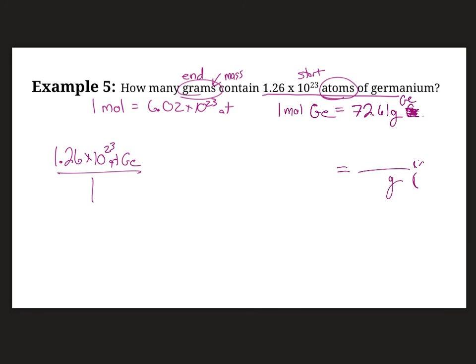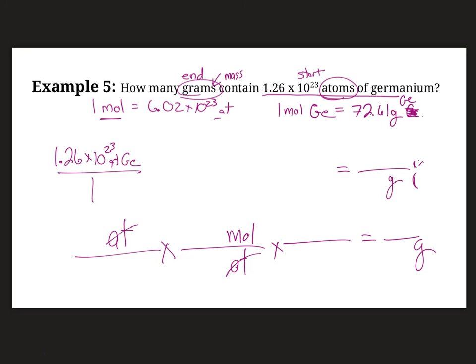Okay, so I need to think about the pieces. So if I'm starting with atoms, whatever we start with needs to go on the bottom. So I'm going to have atoms on the bottom so they can cancel each other out. Well, the only thing I have that I can put opposite of atoms is moles, because that's the relationship. So then I'll have moles. Then, again, I'm trying to get over here to grams. So I'm going to have to put moles on the bottom, put grams on the top. So those are going to cancel out, and then I get the grams.